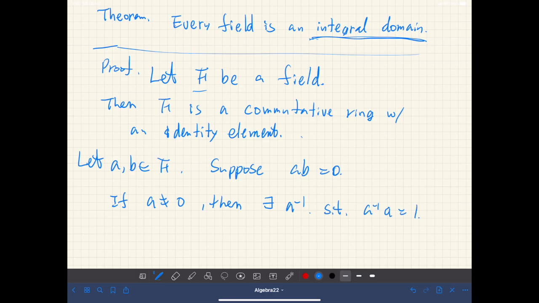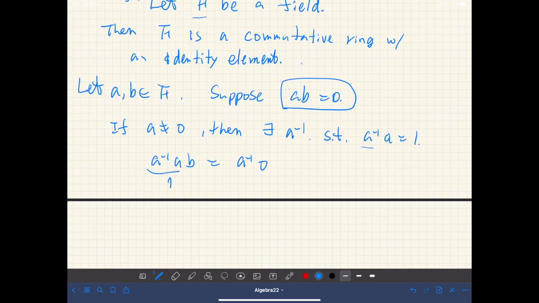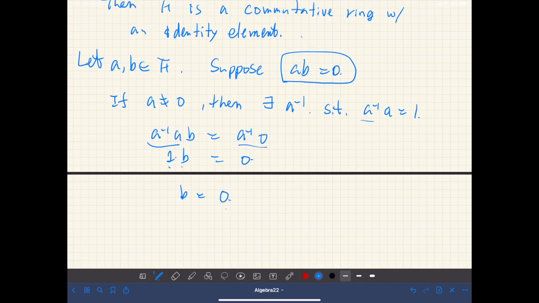So let's multiply both sides of this by A inverse. So A inverse AB is equal to A inverse times 0. But this part is 1, and this part is 0, and 1 times B is B. So B is equal to 0. So that means B is not a proper divisor of 0. And the same applies if we assume B is non-zero.